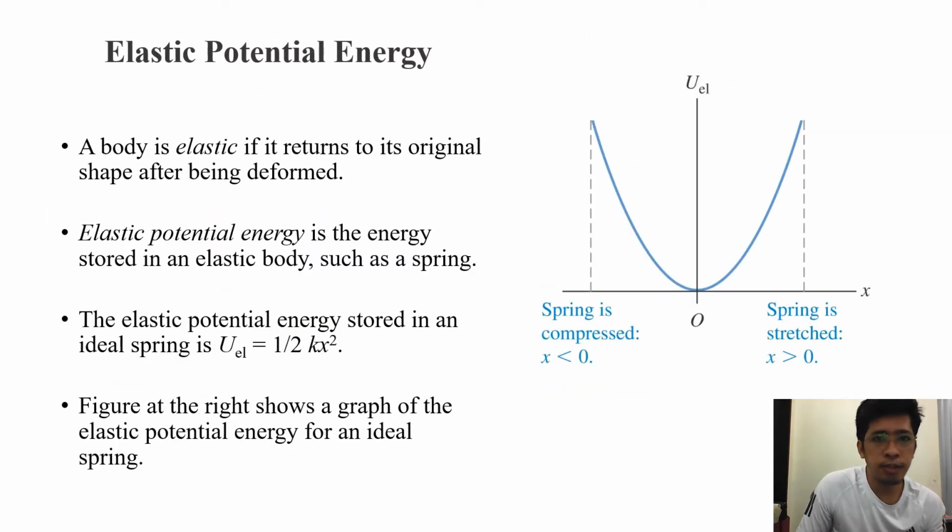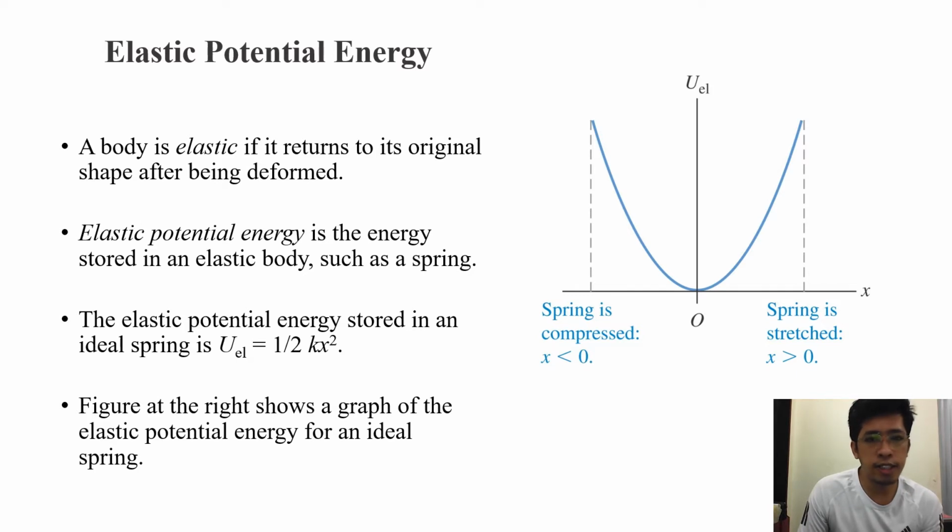Now, the elastic potential energy. A body is elastic if it returns to its original shape after being deformed, for example, your spring. Your spring does contain elastic potential energy, because when you deform the spring by either stretching it or compressing it, your spring returns to its original shape.